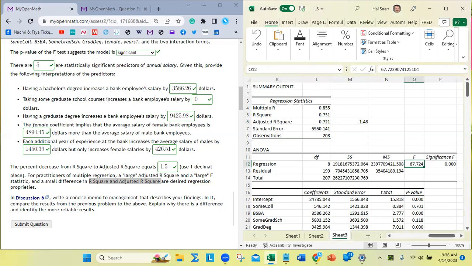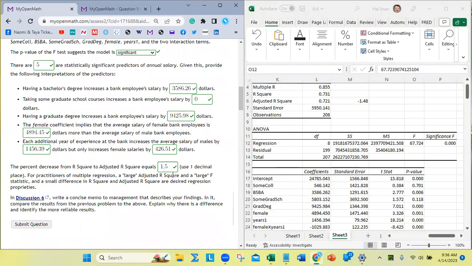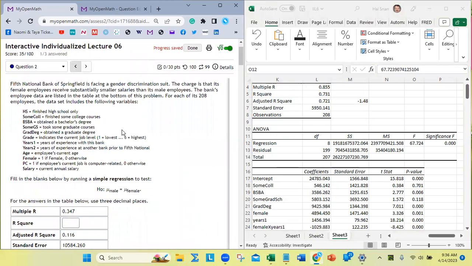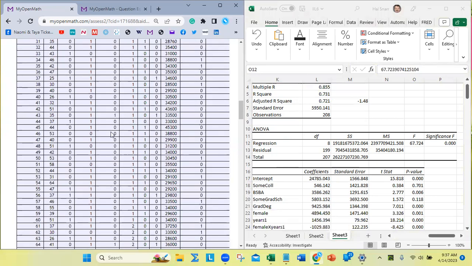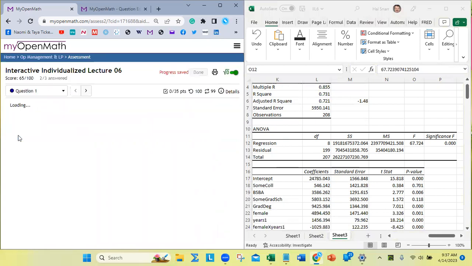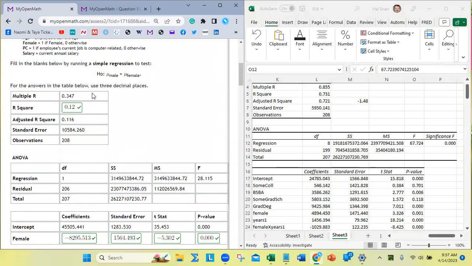Okay, so for the discussion question, you want to write a concise memo to management that describes your findings. In it, compare the results from the previous problem to the above problem. Explain why there is a difference and identify the more reliable results. Okay, so what I did is when I fixed the algorithm for this answer, I went back and filled in the answers for question 2. And in question 2, if you remember, I thought I filled them in. Let me reload this. Yeah, there you go. All right.